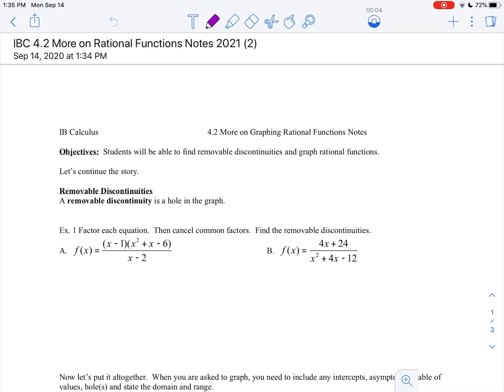All right, so today we're going to do 4.2. So today we're going to continue the story. A removable discontinuity is a hole in the graph. So let me explain how you find the hole in the graph.